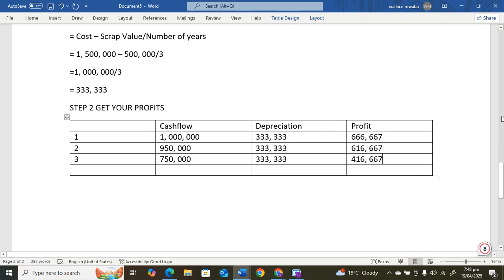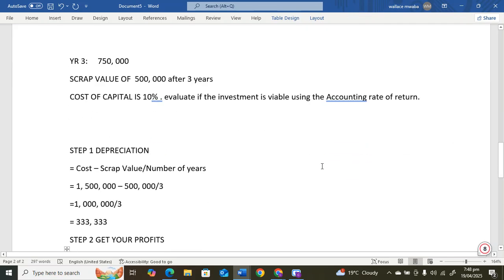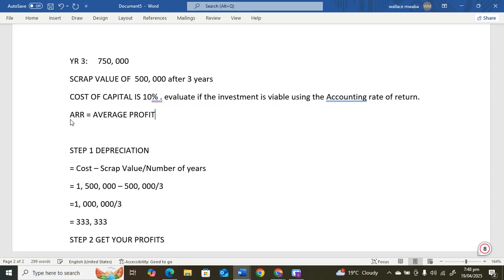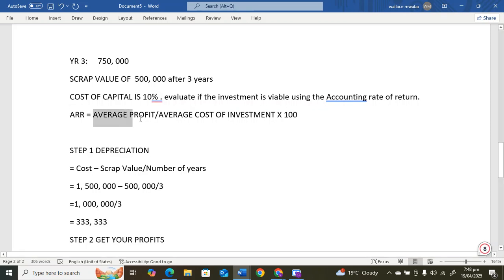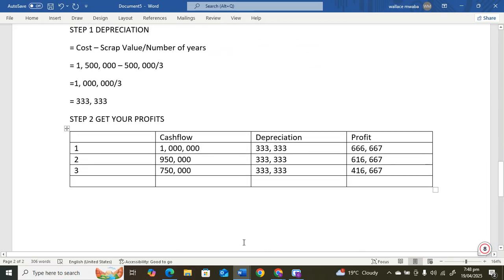Okay, so what I forgot to put is the formula for accounting rate of return. Accounting rate of return is your average profit divided by average cost of investment times 100. So here we need to get our average profit. Step one for depreciation and step two for the profits, we're working towards getting our average profit.